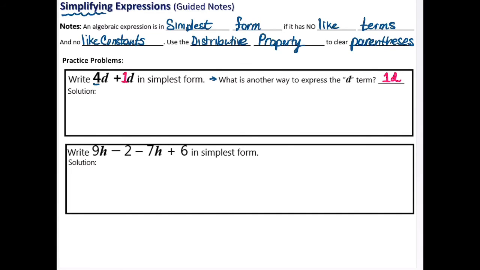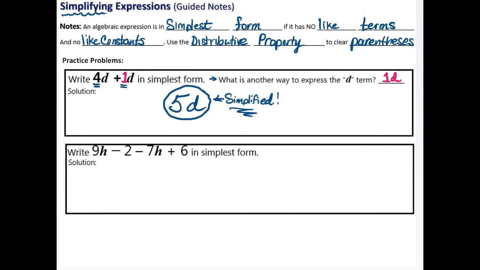So now you just add the coefficients. 4 plus 1 is going to be 5D. And that's it. That's all you can do. A lot of times when you're dealing with algebra, especially expressions, your answer might look like it's still a math problem, but we are through. This is simplified. There's nothing else we can do with that unless we know what the D term is, but right now that's not important. We just want to know what the like terms simplify into.